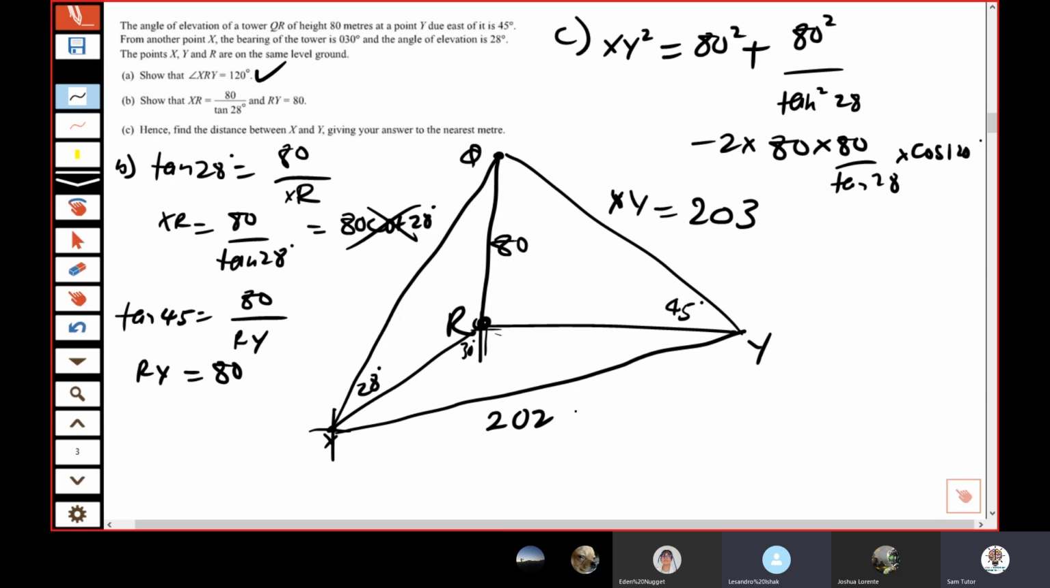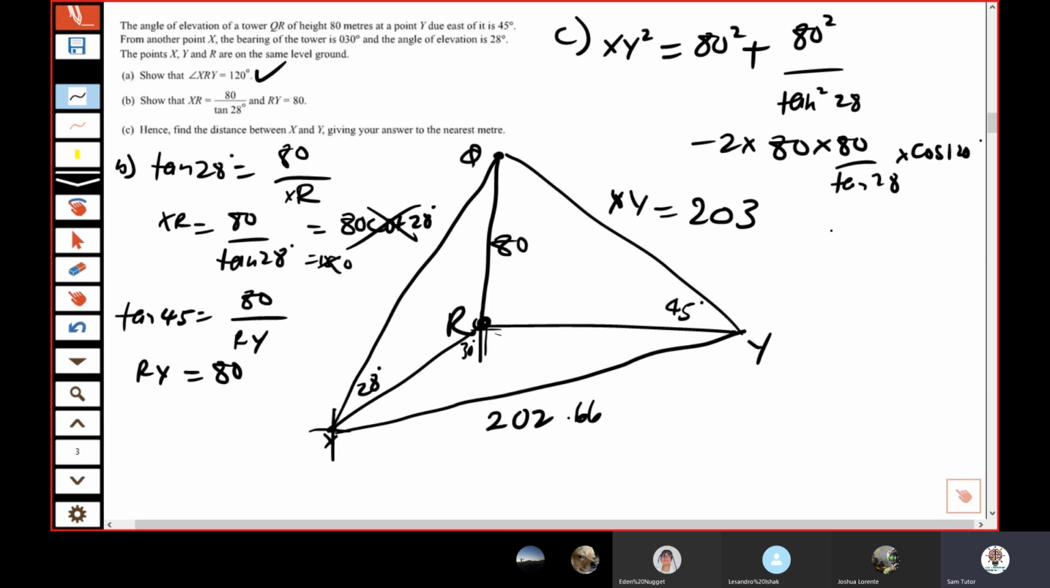I rounded my 80 on tan 28. I made it like 150 from the beginning. Maybe that's an important rule for you to remember: don't round during your working out. Always round at the end. If you write 150, it's not a problem, but don't use 150. You have to use it exact.